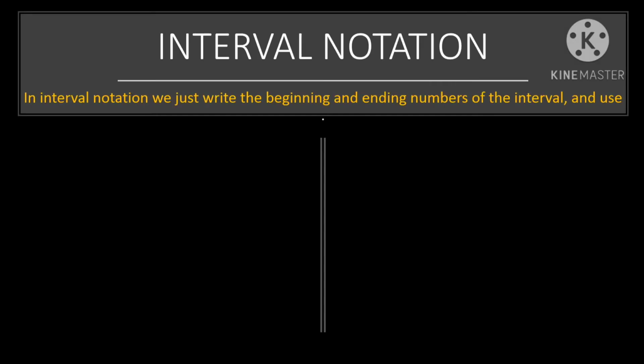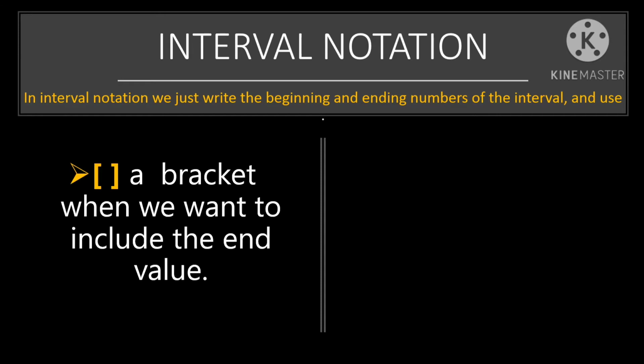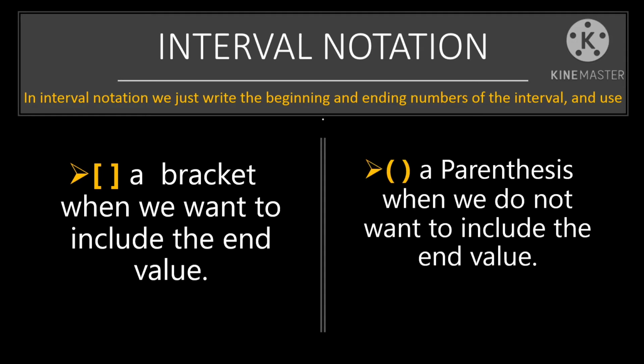So in interval notation, we just write the beginning and ending numbers of the interval. Okay? So meaning, doon sa subset ng real numbers, ang kinukuha lang natin yung boundaries, the left and the right boundaries of that subset of real numbers. And we use brackets when we want to include the end value. Kung gusto natin isama yung dalawang boundaries, then gagamit tayo ng bracket. Then, if we don't want to include the two boundaries or endpoints, then we use the parentheses.